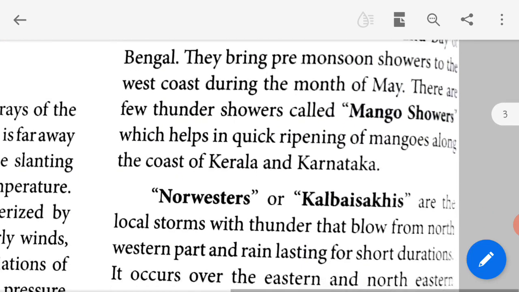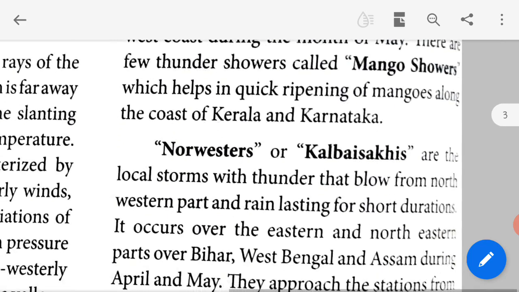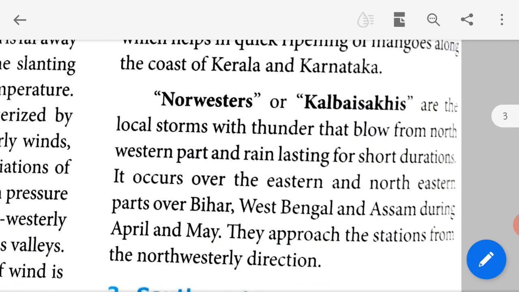There are a few thunder showers called mango showers, which help in quick ripening of mangoes along the coast of Kerala and Karnataka. Nor'westers or Kalbaisakhi are local storms with thunder that blow from the northwestern part, with rain lasting for a short duration. So what are Nor'westers? They are local storms. They have thunder and lightning, they blow from the northwestern part, and the rain lasts for a very short time. It occurs over the eastern and northeastern parts, over Bihar, West Bengal and Assam during April and May. They approach the stations from the northwesterly directions.